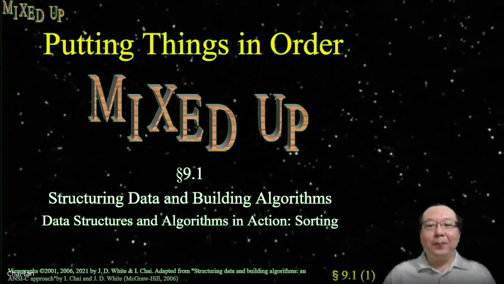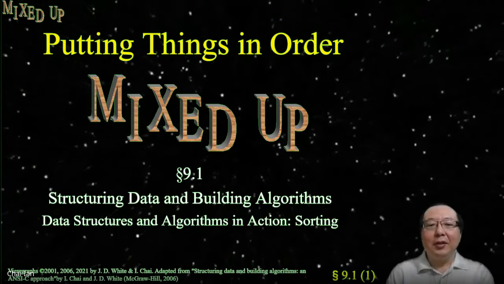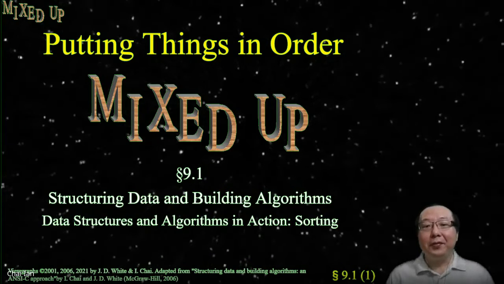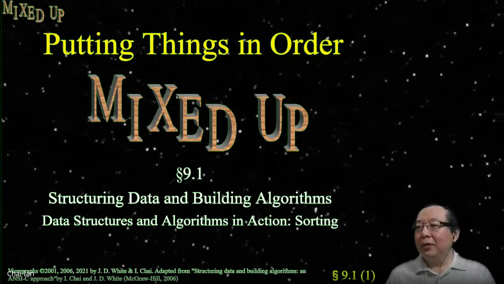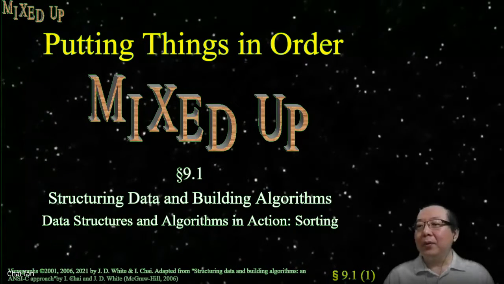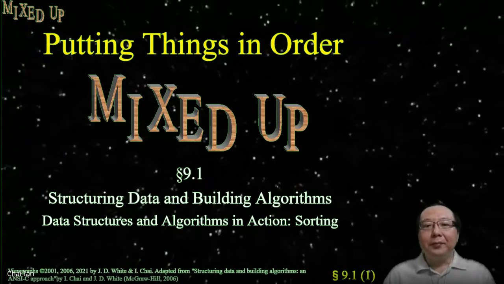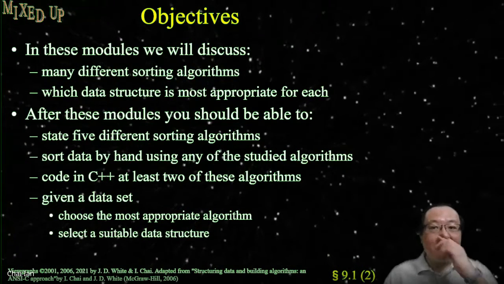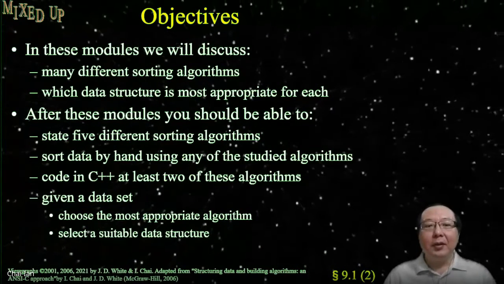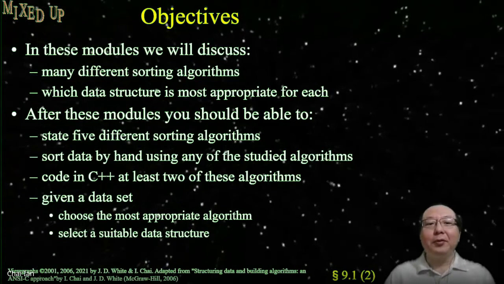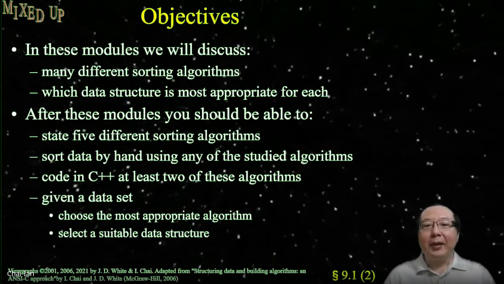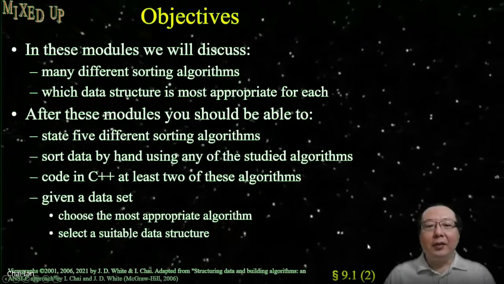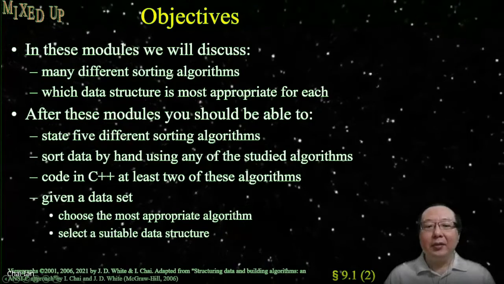All right. So this week we are starting on sorting, and this is the first sorting lecture. There's going to be a second sorting lecture because there are a lot of different sorting algorithms. So we'll go through the first set of algorithms today, and next week we will go through the second set. We will look at many different sorting algorithms and see which data structure is most appropriate for each. After we go through all of them, you'll be able to state 5 different sorting algorithms, sort data by hand using any of the studied algorithms, code at least 2 of these algorithms in C++, and, given a data set, choose the most appropriate algorithm and select a suitable data structure.